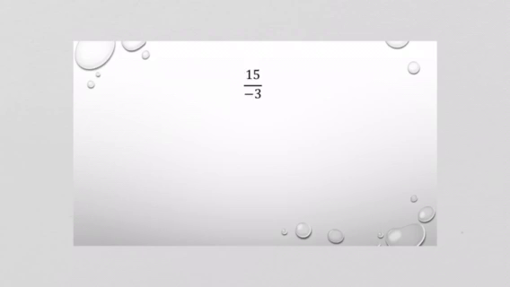What is 15 divided by negative 3? Well, in this case, that would be a positive divided by a negative, and we get negative 5. So, it's just like multiplication as far as the rules go, except instead of multiplying, you're dividing.